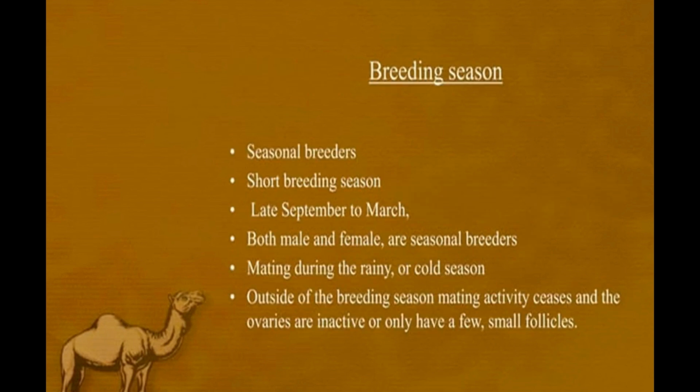Here is the breeding season. Camels are seasonal breeders with a short breeding season, from late September to March, for both male and female. Seasonal breeders mate during the rainy or cold season. We can say the camel only breeds in the rainy or cold season. Outside of the breeding season, mating activity ceases and the ovaries are inactive or have only a few small follicles.